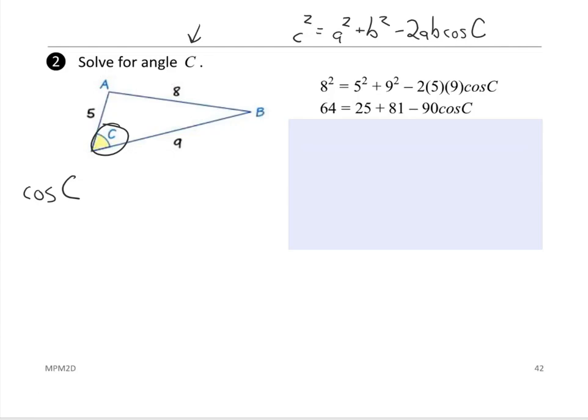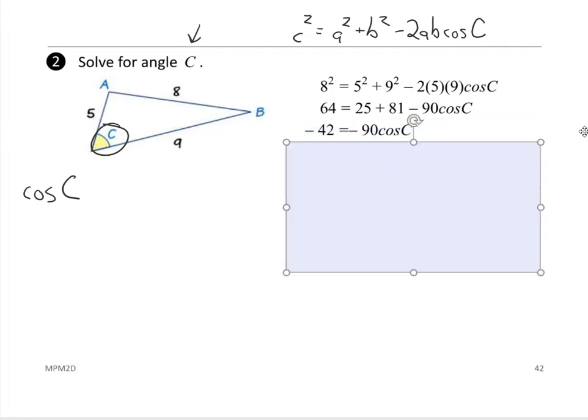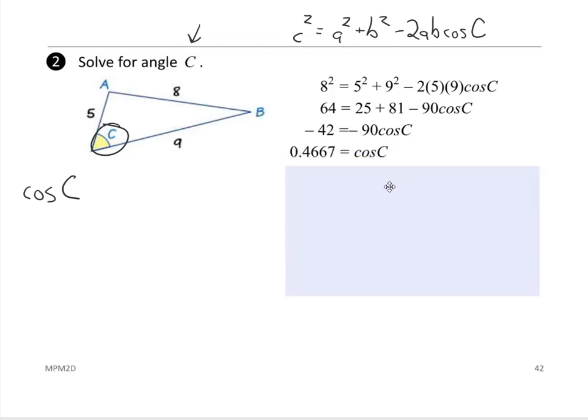So we're going to start moving the terms around. We're going to move the 25 and the 81 over to the 64 and subtract them away from the 64. And we'll end up with minus 42 equals minus 90 cos C. Now to get rid of the negative 90 that's being multiplied by our cos C, we're going to divide both sides by negative 90. And we end up with this decimal here. If you can use a fraction, I would recommend using a fraction. It'd just be negative 42 over negative 90, which becomes a positive.